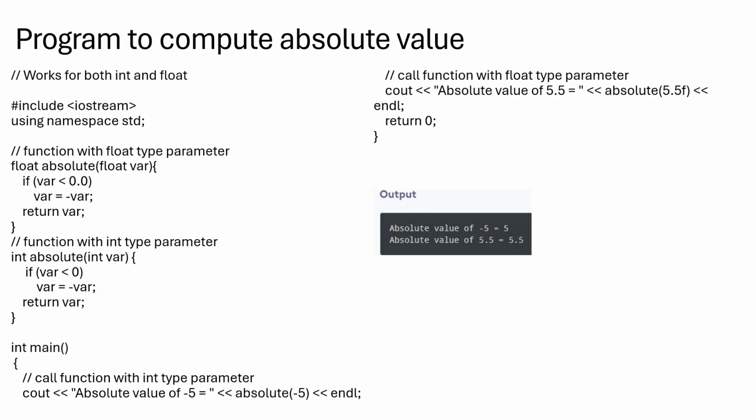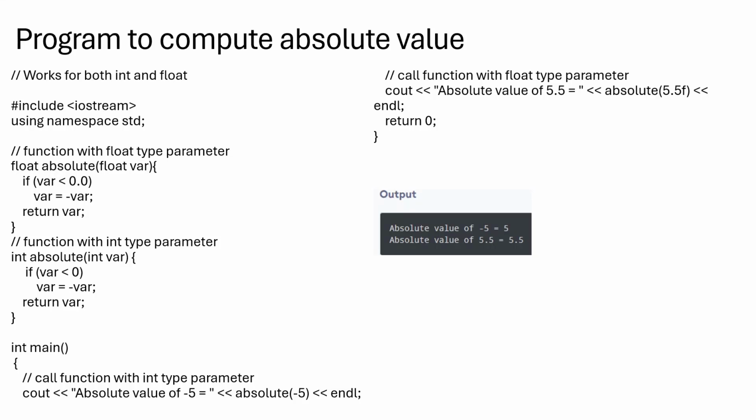Then in the next example, a program to compute absolute values. It works for both. Here also we are using different data types. So: header file, namespace, and functions with float type parameters. Float absolute is the function name, and the parameter is a float var. Here we check the condition var less than 0.0. Because it is declared as float, we use floating point values. Then var is equal to minus var, return var.